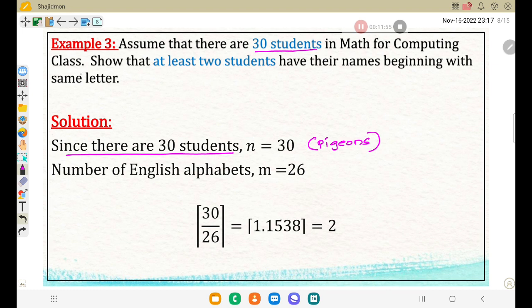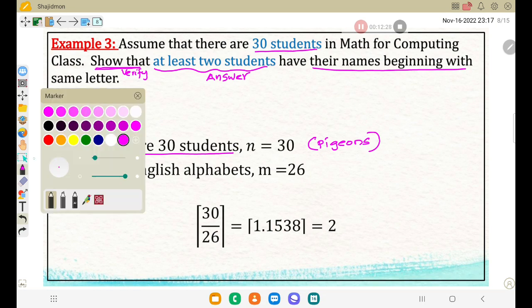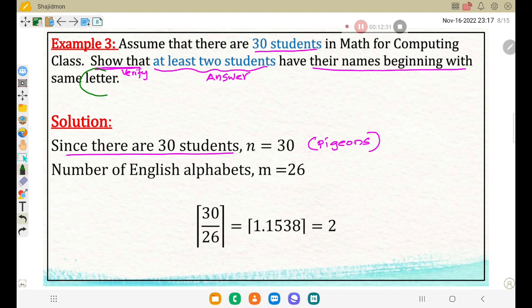Assume that there are 30 students in the math for computing class. Show that at least 2 students have their names begin with the same letter. Show that means just to verify, because the answer is already given. We just verify this answer. That letter is important. Same English letter. So it is related to the English alphabet letters.